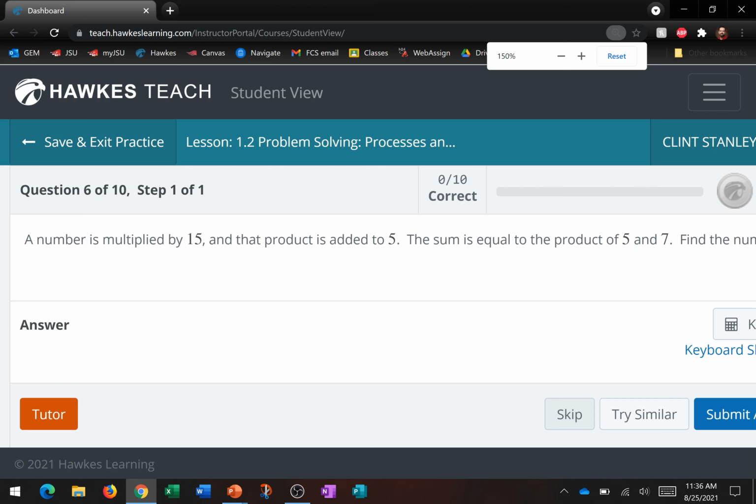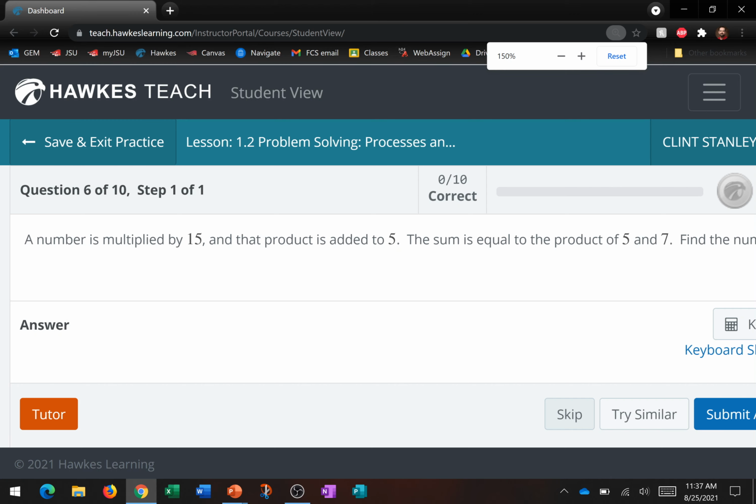All right, so this one's just got really one more step in there. The first part starts off like the one we just did. It says the number is multiplied by 15, and then we take that answer and add it to 5. But the other little thing it gives you that makes it a little bit trickier, it doesn't just say the sum is equal to some number. On this one, it says the sum is equal to the product of 5 and 7. Okay. So we can almost set it up the same way.